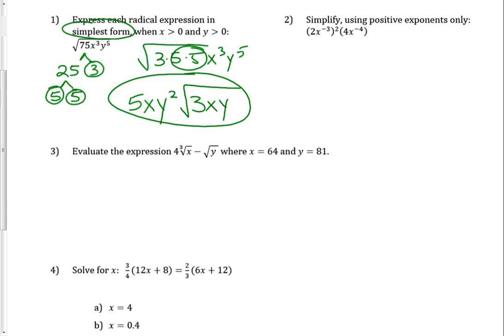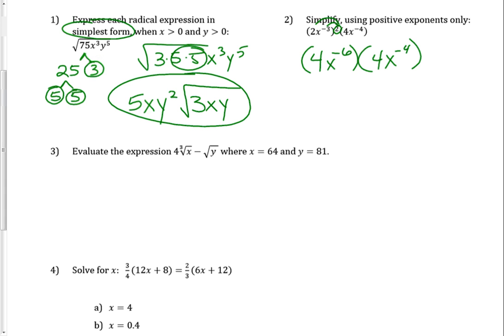Number 2, we've got 2 things we've got to take care of here. The first is the exponent outside the parentheses. So 2 to the second power is 4. When we have 2 exponents on the same variable, we multiply. So x to the negative third to the second: negative 3 times 2 gives us negative 6.